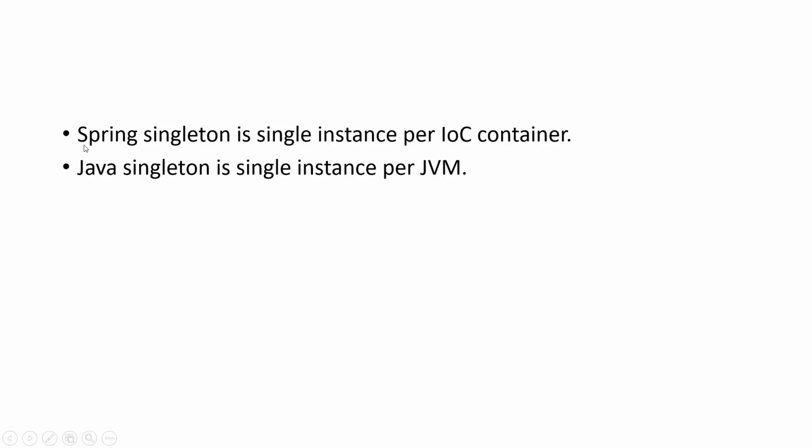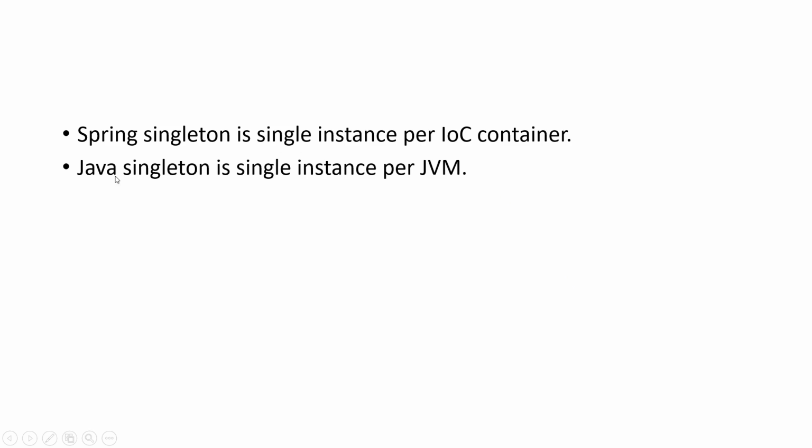So basically Spring Singleton is a single instance per IOC container, or application context. Let's say if we have multiple IOC containers, then we will have multiple instances, each one per container. Within the application context, or within the IOC container, it is single. But if you have multiple IOC containers, it is not common to all of them; each IOC container will have its own single instance.